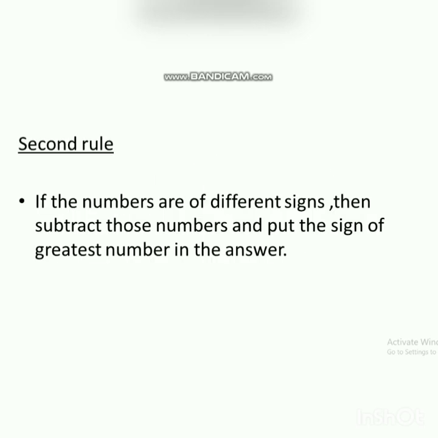The second rule is that if the numbers are of different signs, you should subtract them and put the sign of the greatest number in the answer. For example, if you are given -2 plus 3, both of the numbers have different signs. So in such a case, find the difference between them. That is, the difference between 2 and 3 is 1, and put the sign of the greatest number. Here the greatest number is 3 and the sign of 3 is positive. So in the answer also we should put the positive sign. So the answer is positive 1.